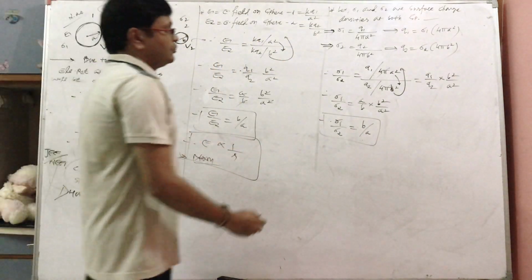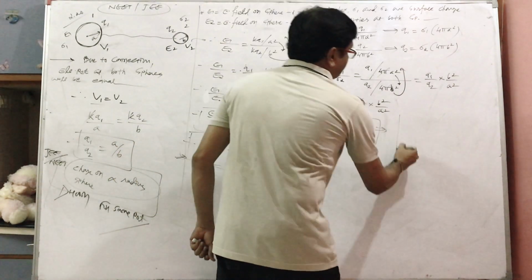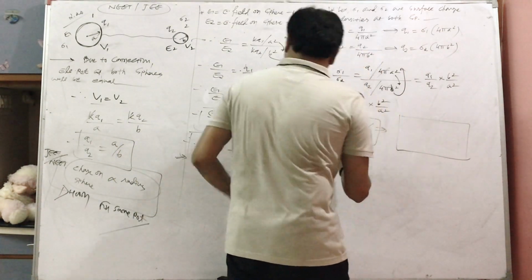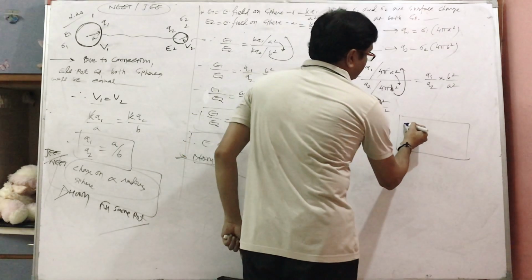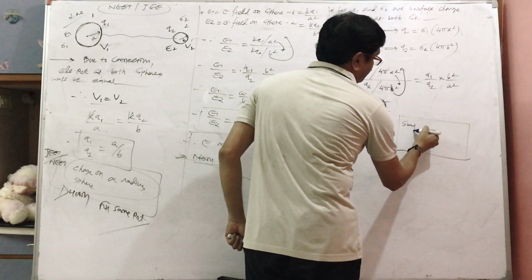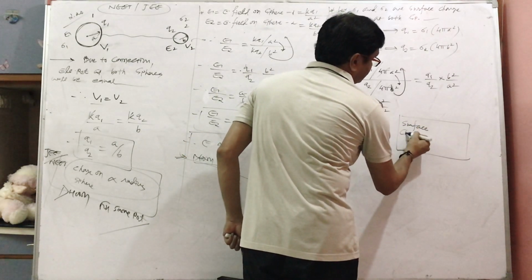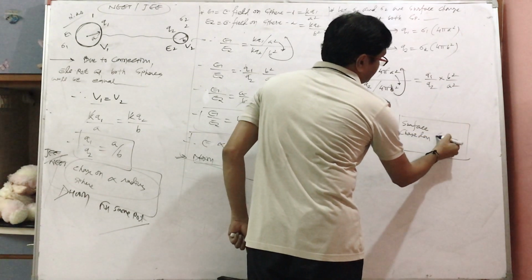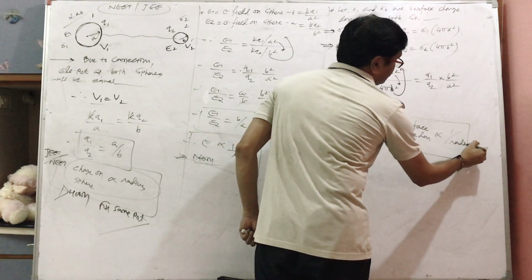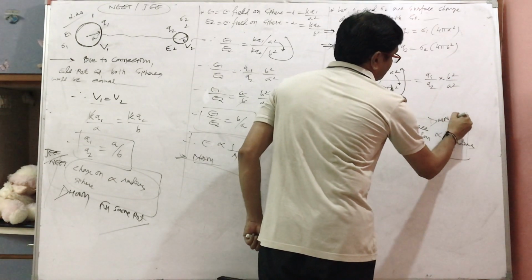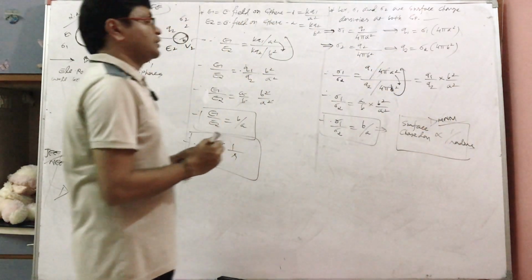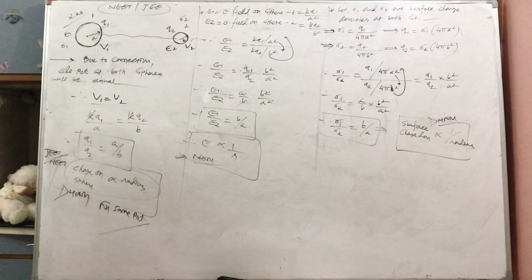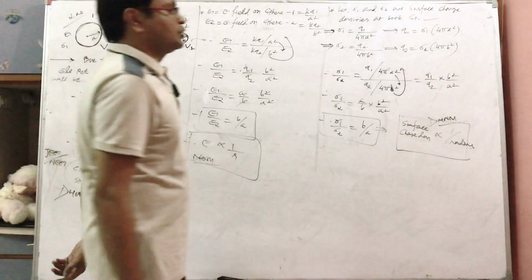So it implies that for the same potential, you know that very well, surface charge density is inversely proportional to radius. This is also the formula for this scenario. You can see that for the same potential, these are the three most handy shortcuts.